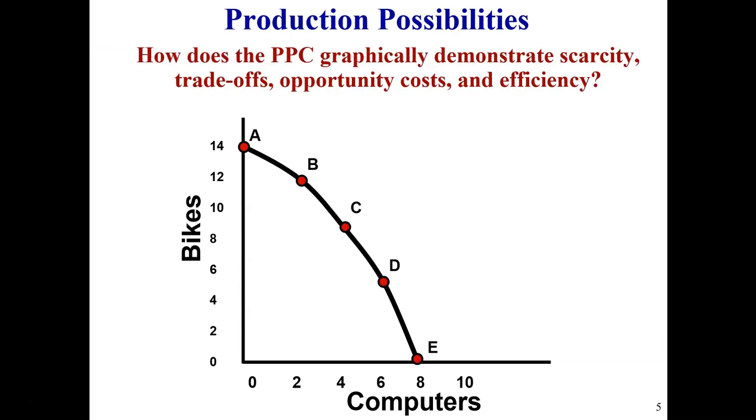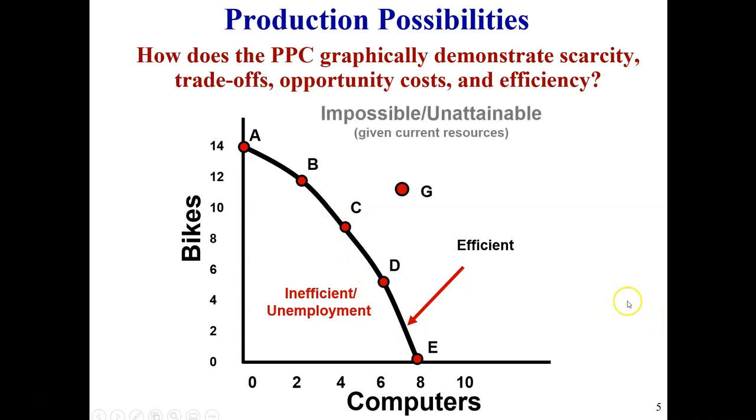So how does this graph demonstrate scarcity, trade-offs, opportunity costs, and also efficiency? Anything inside the PPC represents inefficiency or unemployment. Anything along the curve is an efficient use of resources. Anything outside the PPC is impossible or unattainable given the resources that are available at the moment.